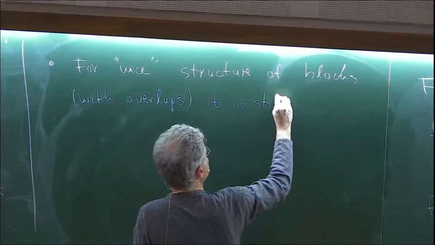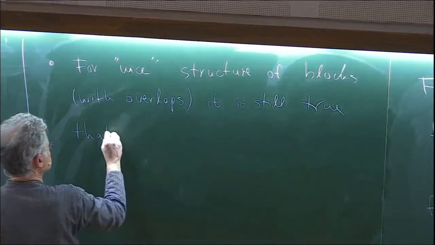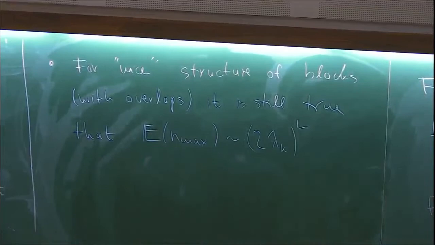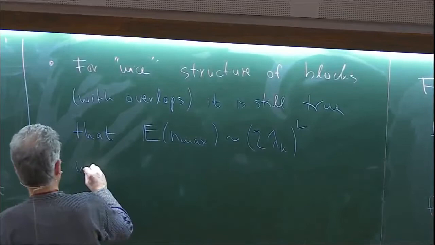It is still true that the expected number of maxima goes as 2 to the lambda k to the power L for large L, and with similar values of lambda k, especially for large k.